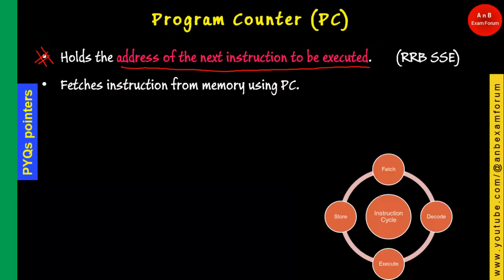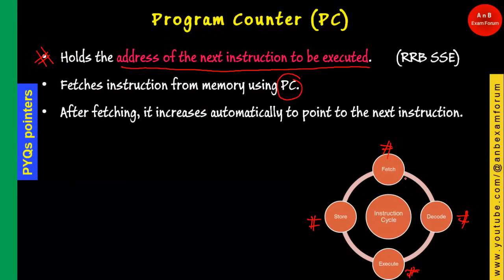In the instruction cycle, we have seen that there are 4 steps, starting with the fetch, afterward decode, afterward execute, and the final one is store or write back. First the instruction needs to be fetched during the fetch phase. That instruction fetching will happen using this program counter. The program counter will have the address of the next instruction to be executed, which is going to be used during the fetching phase.